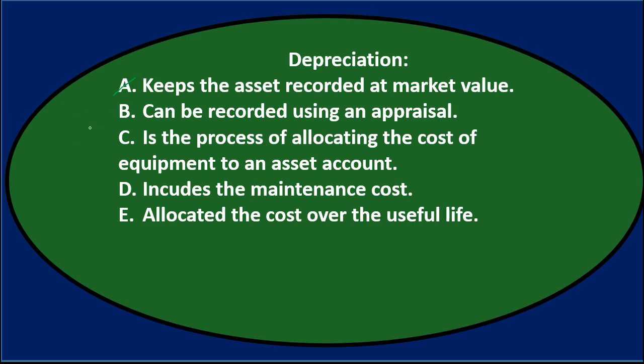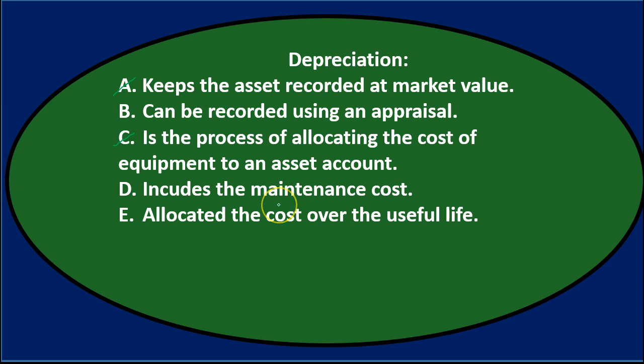B says can be recorded using an appraisal. Now typically when we think of depreciation, we might use an appraisal in order to break out a lump sum purchase between land and building. But typically we don't use an appraisal, we just use the cost. So I'll keep it for now in case there's no better answer. C is the process of allocating the cost of equipment to an asset account. It is the process of allocating the cost, but not really to an asset. That's what we record at the beginning, and then we allocate the cost to the expense accounts, when appropriate as we're using them. So that's not going to be C because it's not going to an asset; it's going to expense.